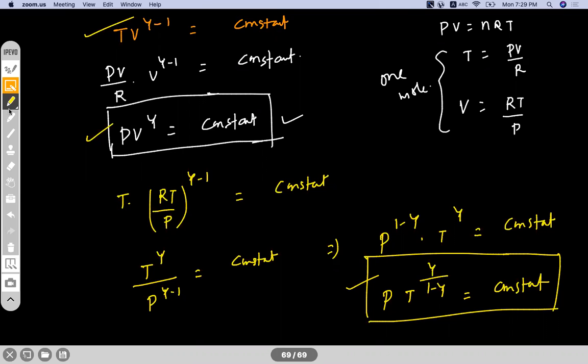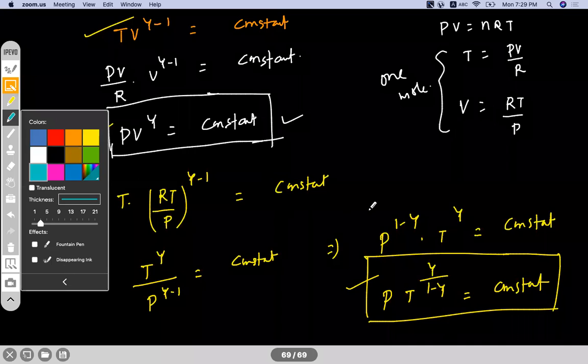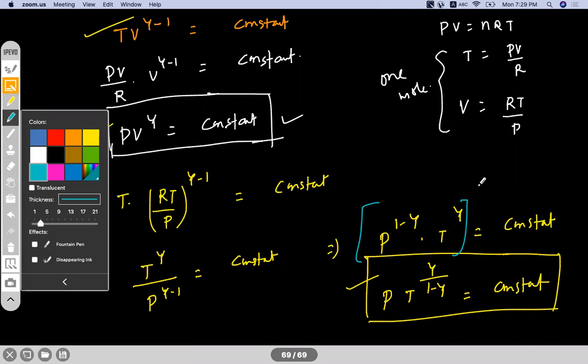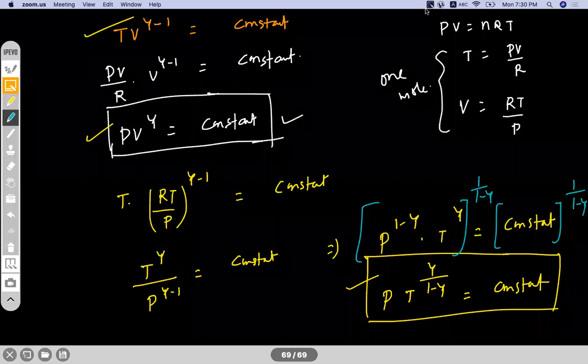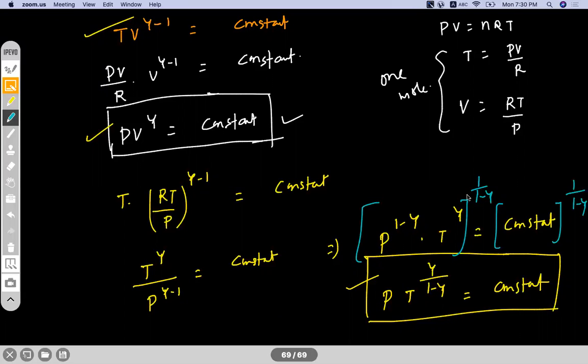Just divide the entire thing, you raise the entire thing to the power 1 by 1 minus gamma. This side also you can do, and this will be a constant only, no? This and this will get cancelled. You can also do the whole thing to the power of 1 by gamma. That's why I said basic understanding you must have, then only you can find out which expression is right or wrong. Did you get it? Right, if you do it 1 by gamma, then we'll have P to the power 1 minus gamma by gamma into T equals constant.